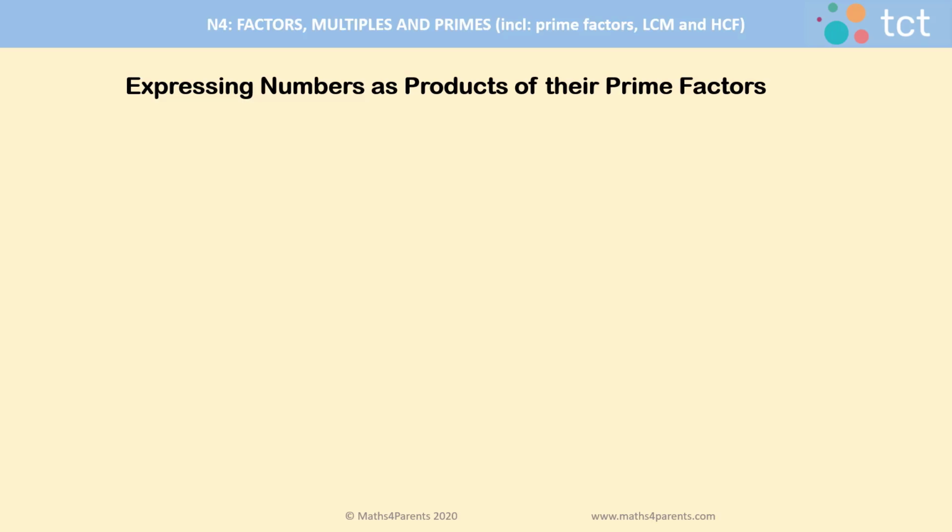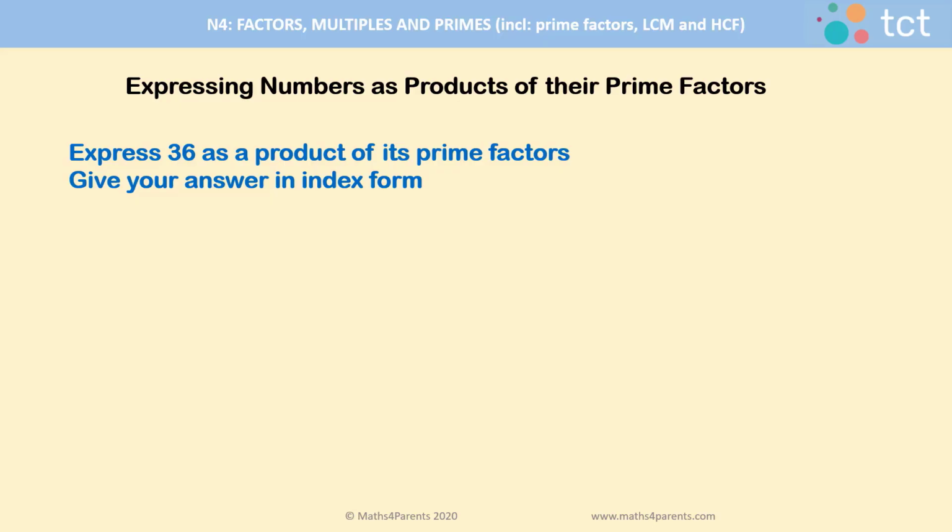This is one type of question that often appears on the Foundation GCSE paper. Express 36 as a product of its prime factors. You will probably also be asked to give your answer in index form. First, you're going to use a factor tree to find the prime factors.